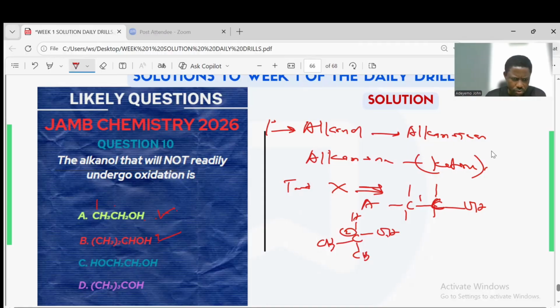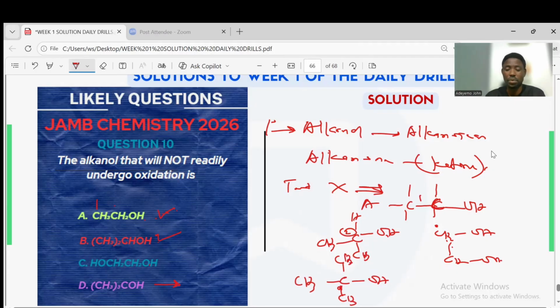That is like propan-2-ol. This is a primary alkanol as well, although it's a diol. It's like CH2OH, CH2OH. That is it. So it's still a primary alkanol. If you look at the carbon carrying the hydroxyl group, only one carbon is attached to it. But of course, it's going to be this one that is not oxidizing. It's going to be the tertiary alkanol. Let's look at the COH, then we have CH3 in three places. Can you see that? So we have three carbon atoms attached to this carbon. Tertiary alkanols are not easily oxidized.